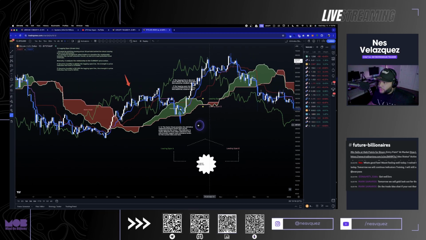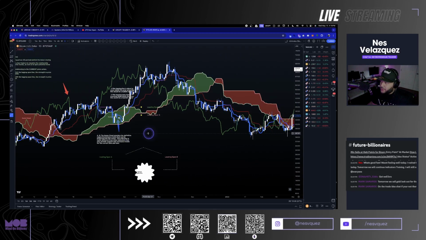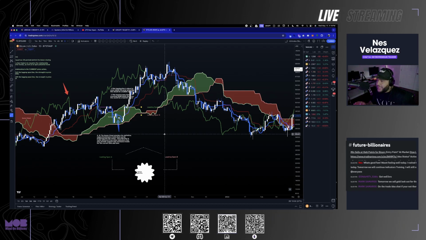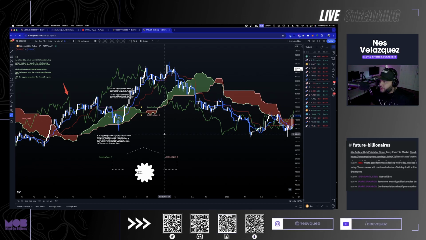All right, well, let's continue. 4 and 5, the Kumo cloud. You have the green one, you have the red one. The Kumo cloud provides the definitive support resistance levels that can be projected into the future. This indicator is vastly different from other indicators that only provide support and resistance levels for the current data and time.